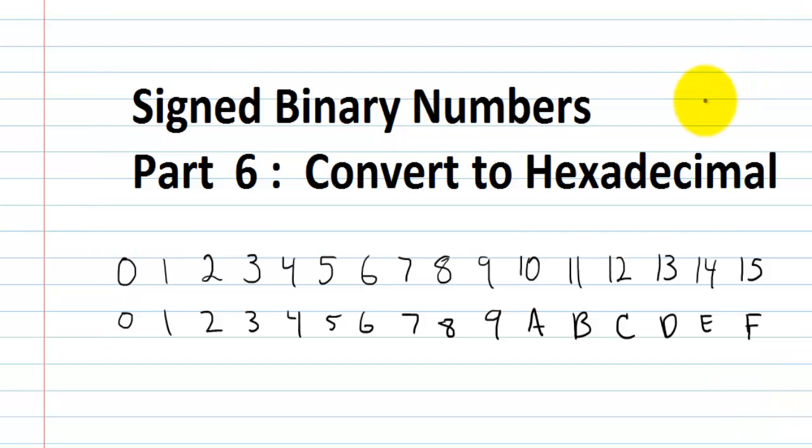In this video, we're going to be working on binary numbers, converting from hexadecimal to decimal, or from binary numbers into hex. So this is part 6. In the previous video, we worked with converting binary into octal and octal into binary. So this video is basically going to be the same as the previous video. We're just going to work with hexadecimal instead of octal.